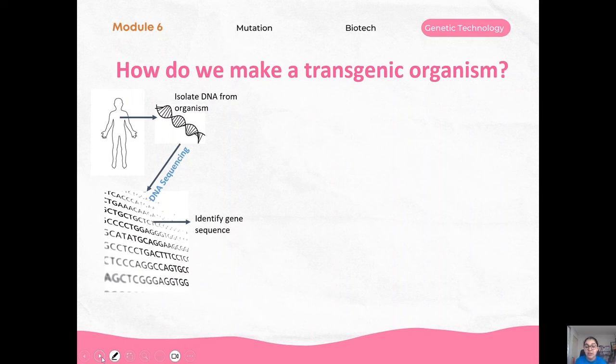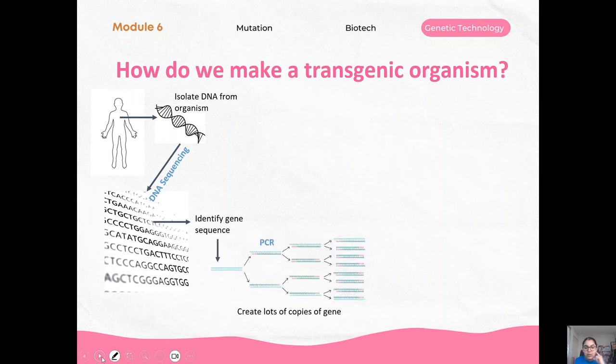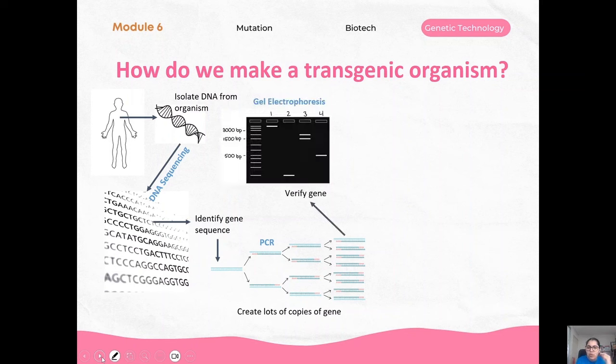And then we're going to identify that gene sequence. We will then create lots of copies of that gene sequence using polymerase chain reaction. It's going to create lots and lots of copies, depending on how many. Generally, you run 30 rounds of it, so it creates lots and lots of copies. And once it does that, we then verify the gene. So we make sure that we've got the right gene.